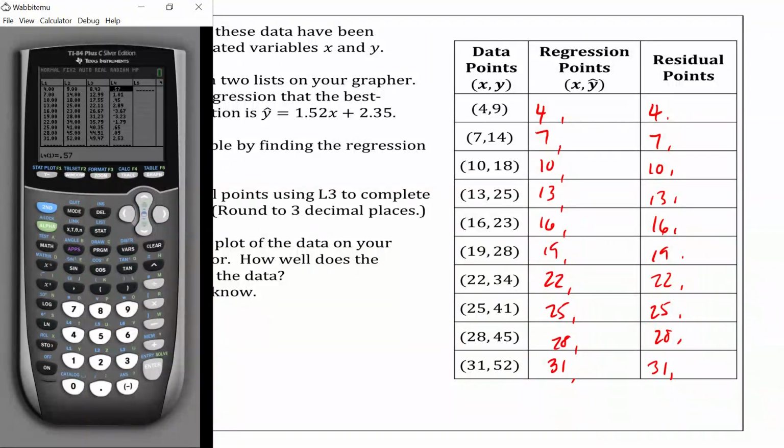Do we put everything exactly what it says on the calculator, or can we round some? It should already be rounded to 2 decimal places. Okay.